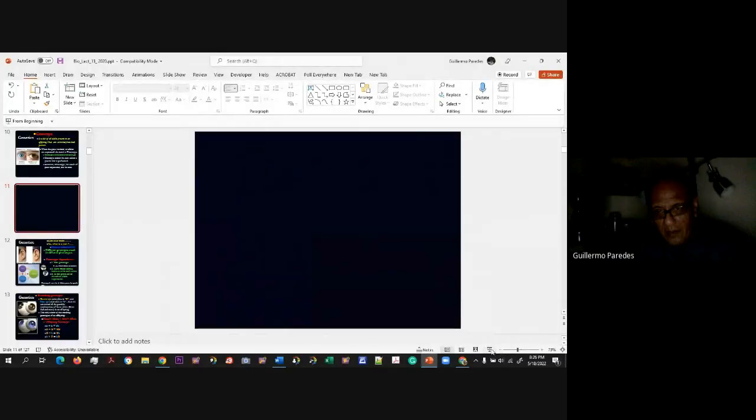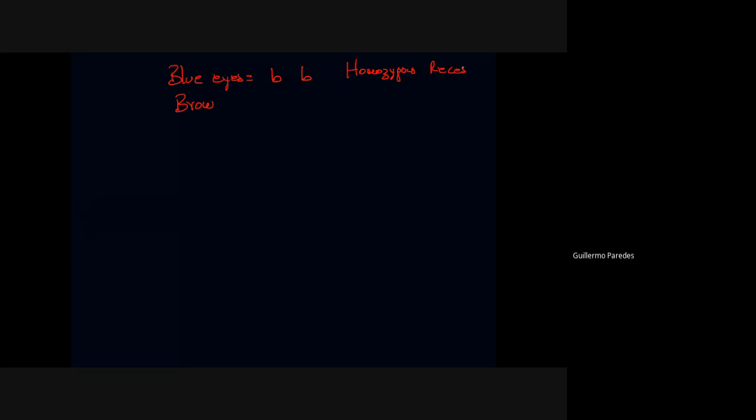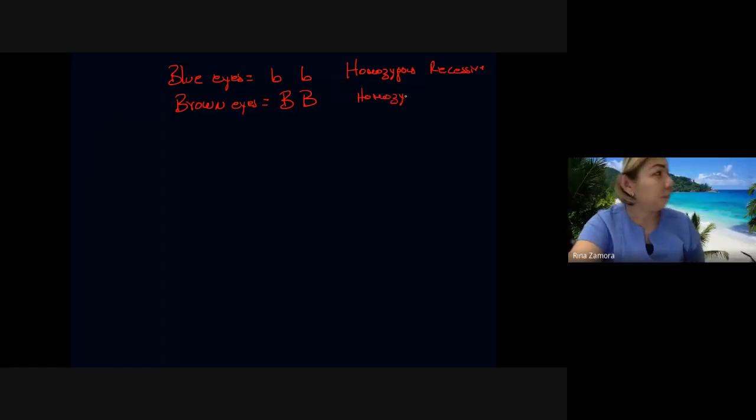All right, so let's do the blue eyes. Blue eyes are going to be b and b. What is this called? Homozygous what? Homozygous recessive. Very good. And here we have brown eyes, and we are going to have this option. What is this? Homozygous dominant.